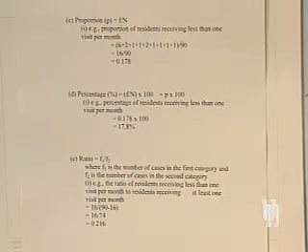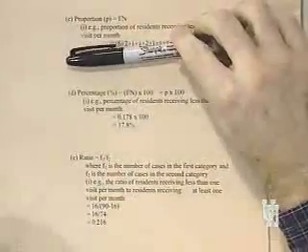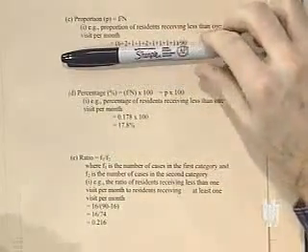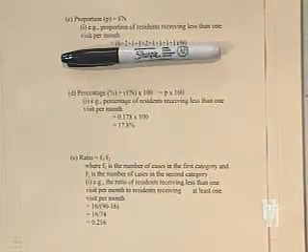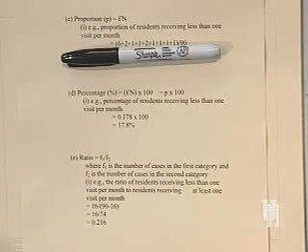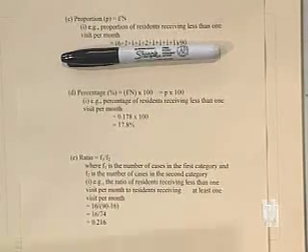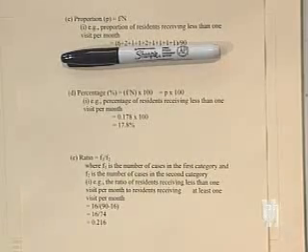Let us then take as an example the proportion of residents receiving less than one visit per month. And this is the second thing that I want you to do between now and the next time we meet: compute the proportion of those 90 residents who received, on average, less than one visit per month. How are we going to do that?